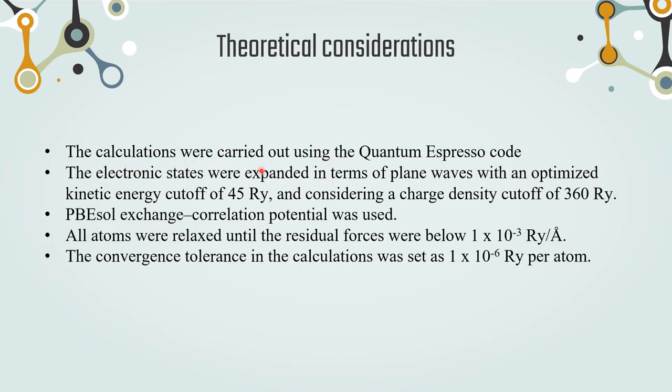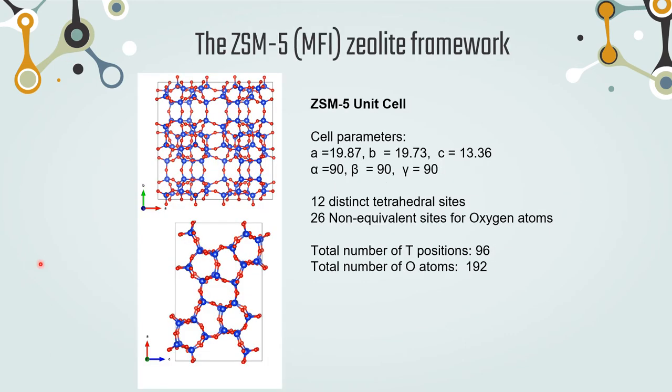The calculations were carried out using the Quantum Espresso code. The electronic states were expanded in terms of plane waves with optimized kinetic energy cutoff of 45 Rydberg, and considering a charge density cutoff of 360 Rydberg. PBE exchange correlation potential was used. All atoms were relaxed until the residual forces were below 1×10⁻³ Rydberg per angstrom. The convergence tolerance in the calculation was set as 1×10⁻⁶ Rydberg per atom.